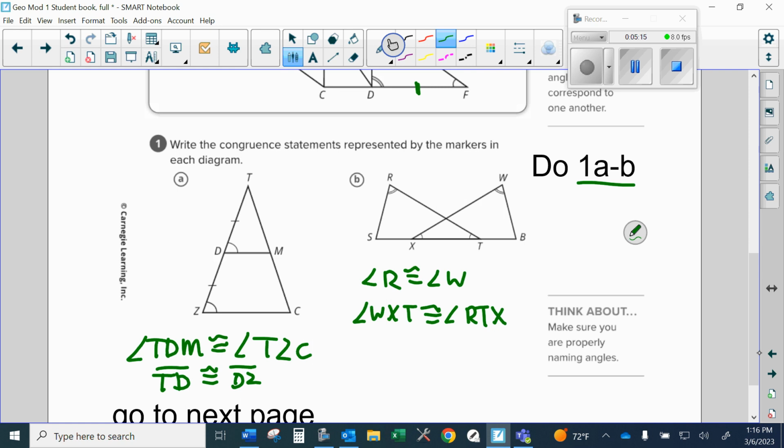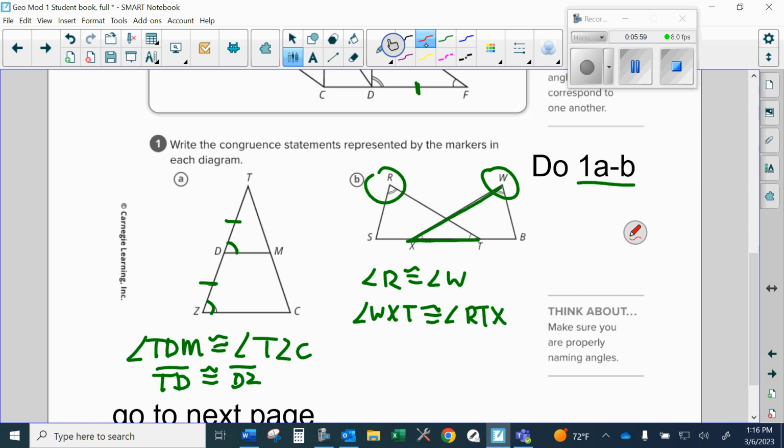Okay, so to explain, we see one arc there and one arc there. Notice I use 3 letters because at vertex D, I have 3 different angles. At Z, I only have 1, but because I have 3 at D, I went ahead and used 3 at Z as well. This segment is congruent to that segment, so TD is congruent to DZ. Over here, since there's only one angle there and one angle there, I used angle R is congruent to angle W. Here again around vertex X, I have 3 different angles, and same with T, so I had to use 3 letters: WXT.